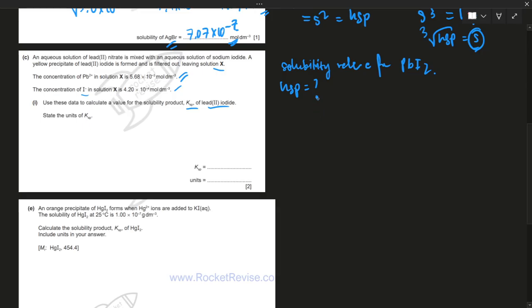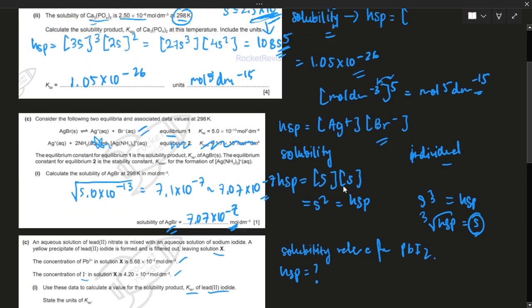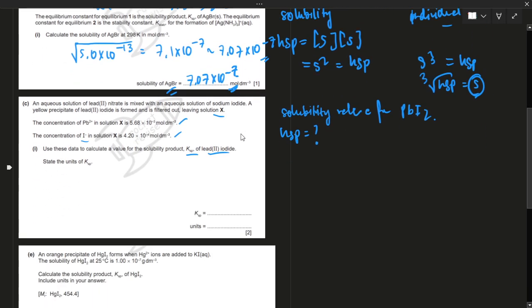So for example, over here, we had to multiply. Let me just change the color of my pen. Just 1 second. Where is it? Yeah, right. Over here, we multiplied it by 3 because there's 3 calcium ions, and there's 2 phosphate ions, but this is only because they gave us the solubility value of calcium phosphate. But if they don't give it to us, we don't have to do any of that.